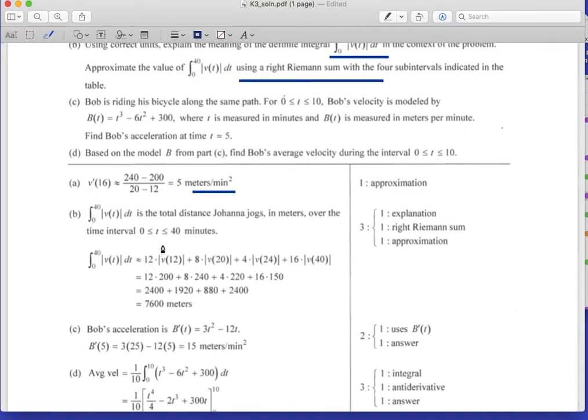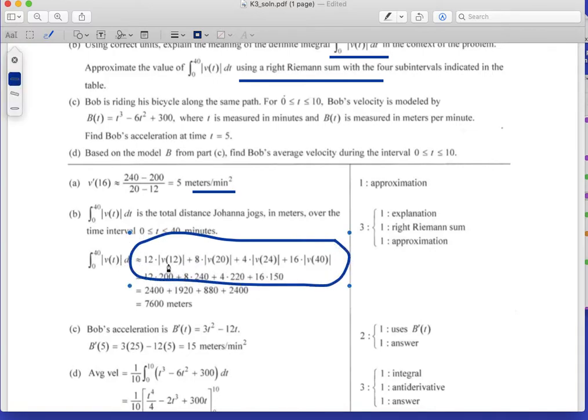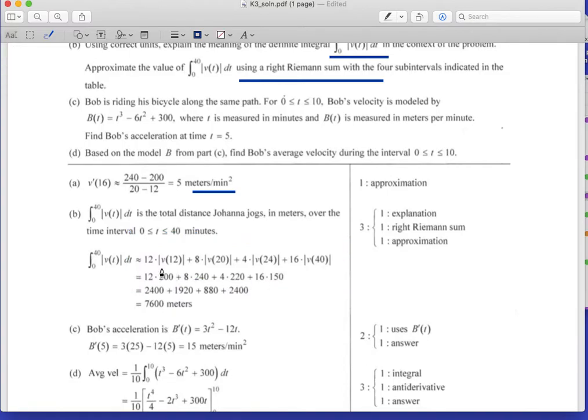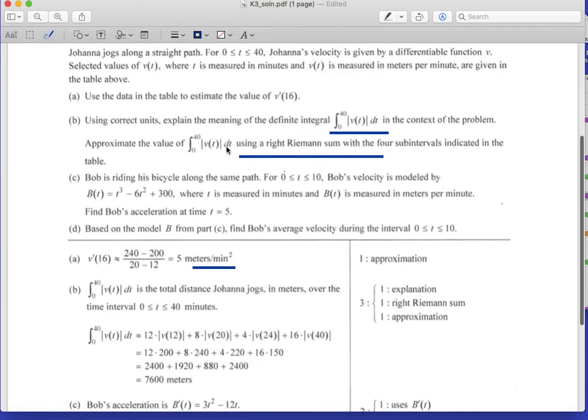One other thing to note, whenever you're finding a rectangular sum or a trapezoidal sum or something like that, make sure you show your work. You don't necessarily have to put v of 12, v of 20. This line right here would have been sufficient for showing your work. Okay, so they get that. That's essentially arithmetic. Now on to Bob.